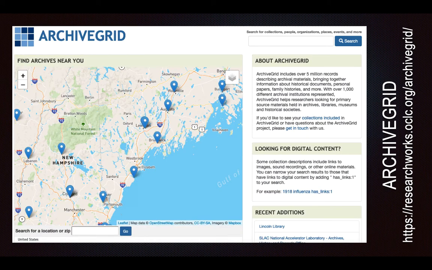I do want to point out ArchiveGrid. ArchiveGrid was created by OCLC in 2006, and it was discontinued in 2012. But it's an interesting example of an aggregator that was able to aggregate WorldCat, which is MARC records. But it also allowed for institutions to contribute PDF, EAD, or HTML records. So although it has been discontinued, it's still a usable database. And I think we have about 9 Maine institutions in ArchiveGrid.